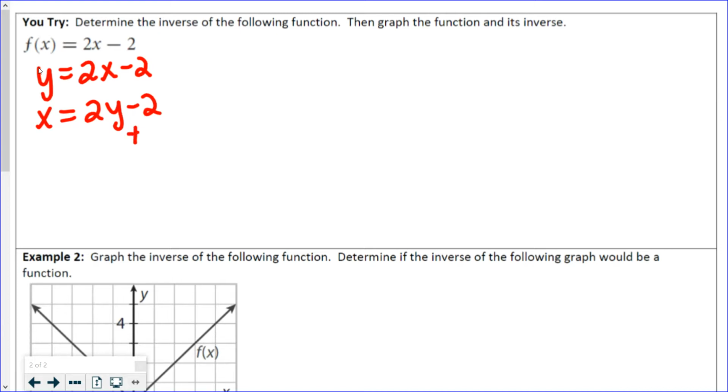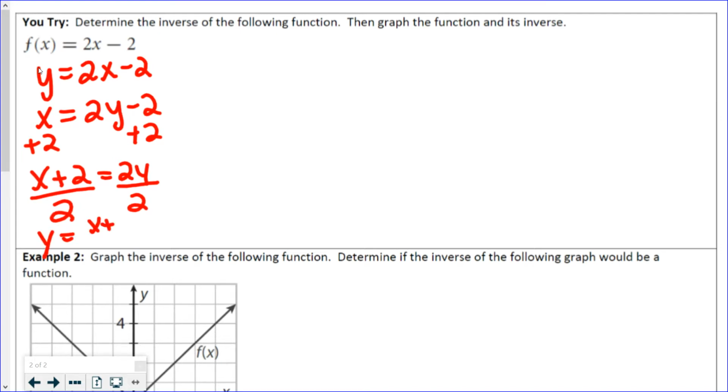So I'm going to add 2 to both sides. I get x plus 2 is equal to 2y. And then I'm going to divide by 2. So I get y is equal to x plus 2 divided by 2. Last step is to take this y and put it back into function notation. So I'm saying not f of x, but f inverse of x is equal to the new guy that we found, x plus 2 divided by 2.